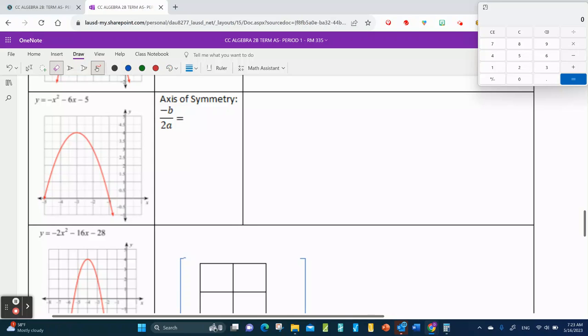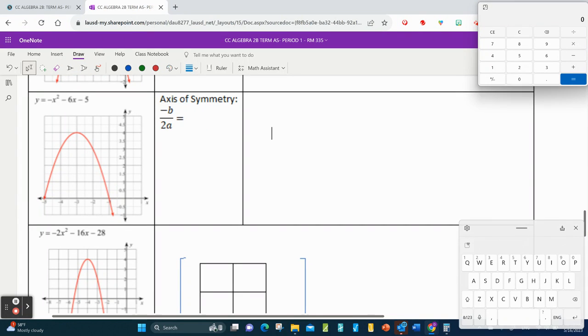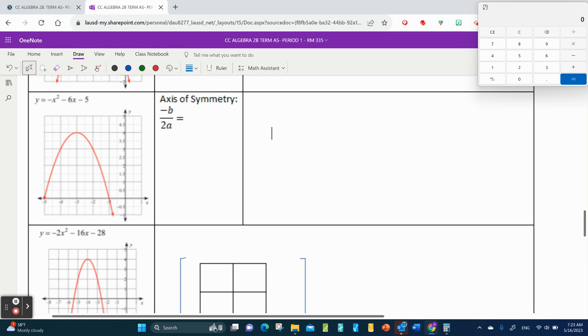All right, so today we're going to review two distinct ways of finding the vertex of a parabola. One method is the axis of symmetry, and the other method is going to be by completing the square. So let me just start with axis of symmetry.